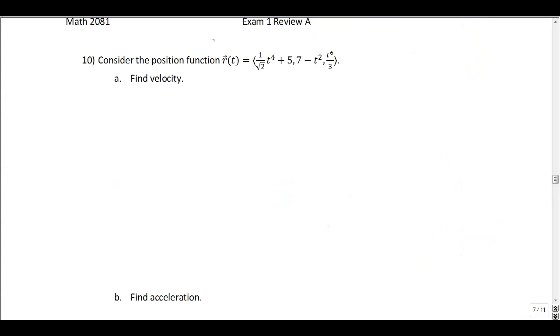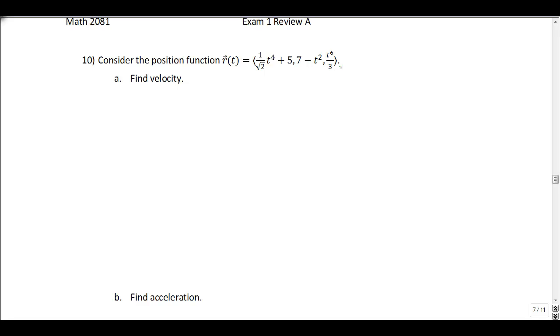Okay, so we're going to do problem 10 now. Here we have a position function, which is really a vector-valued function or a parameterization of a curve. In our case, the x-coordinate is 1 over the square root of 2 times t to the 4th plus 5. The y is 7 minus t squared, and the z is t to the 6th over 3.